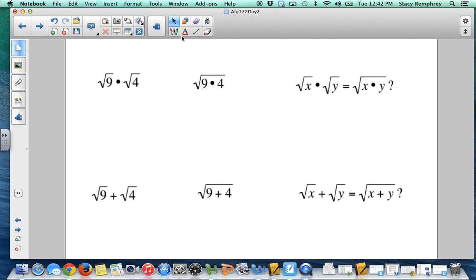All right, over here we're going to talk about a really important principle. So here I have the square root of 9 times the square root of 4. When it's written like this, it means they want you to square root each first.